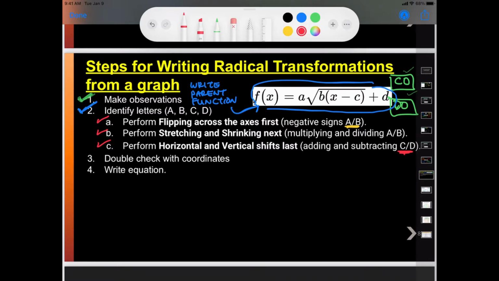Now, if you need to, you can always go back and check your coordinates. And basically, your observations and your graphs can also match each other. And so this is how you perform transformations, either if you're given two equations, or if you're given a description and the parent graph, and you have to write an equation.